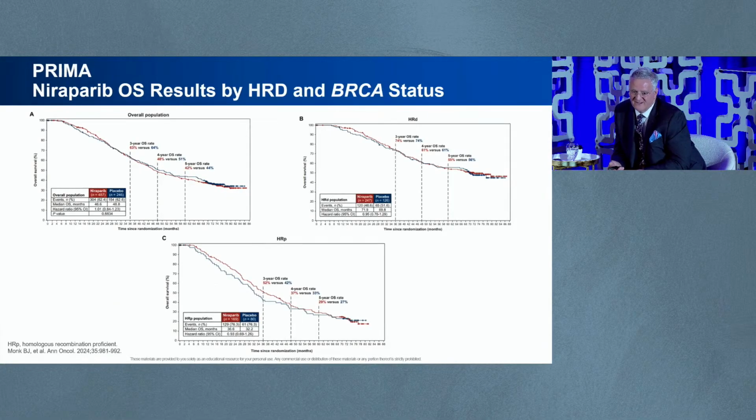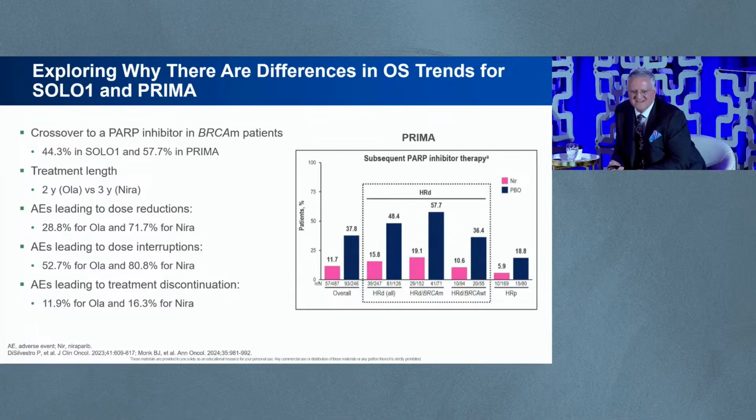For PRIMA, these are those three groups, the overall population in the top left panel, HRD, and then HRP in the front, and there was not an overall survival benefit for any of these groups. And why that is really not clear. So crossover, because people are learning more about the use of PARP inhibitors, increased from SOLO1, 44%, to PRIMA, 58%. The length of time was longer. Maybe this really does drive more reversion mutations and bone marrow dysfunction in the future. And dose reductions, dose interruptions, and dose discontinuations were also higher for niraparib. So something in these may explain it, but it may be more complicated than that.